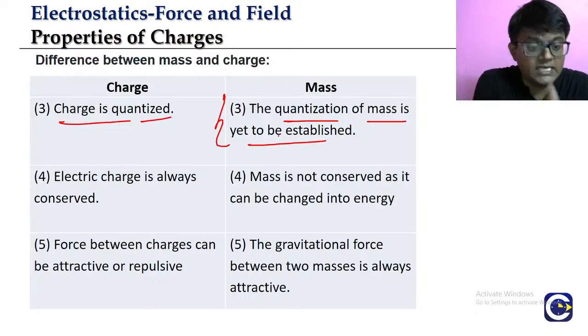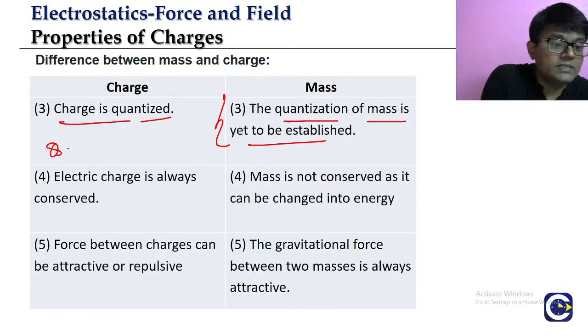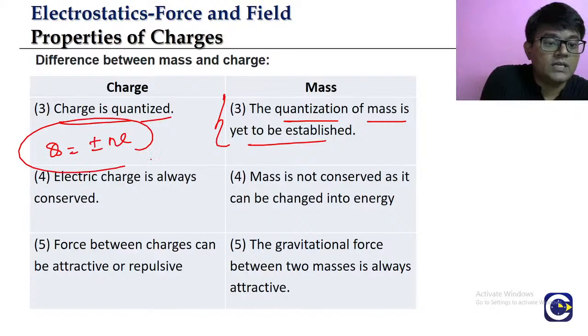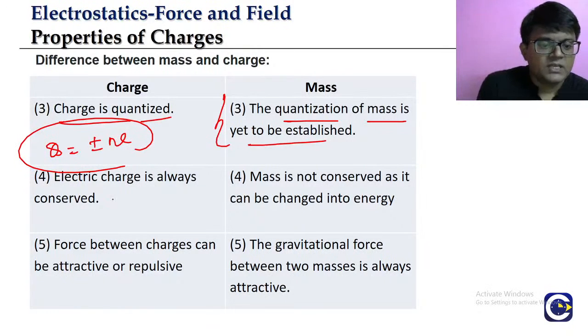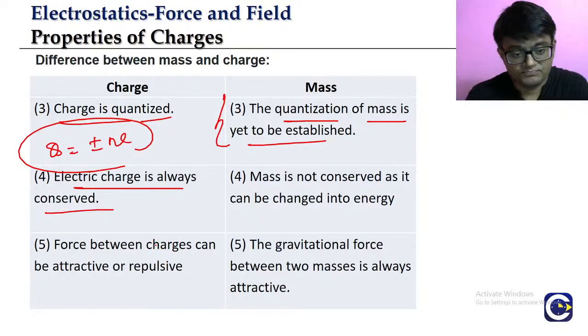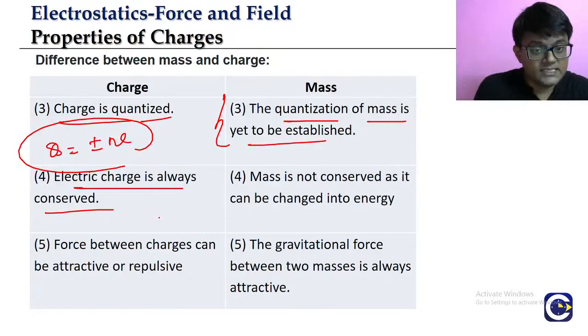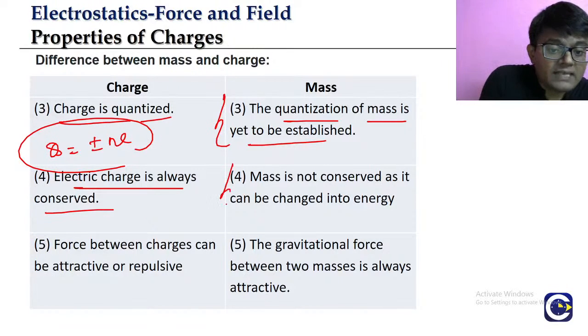When you look at the charge on any object, what do we see? We will see that the charge on the object will always be equal to plus or minus n into e. n is a positive integer, and e is the basic charge value. Electric charge is always conserved. That means if an object is losing charge, another object will be gaining charge. So the total charge will be conserved.